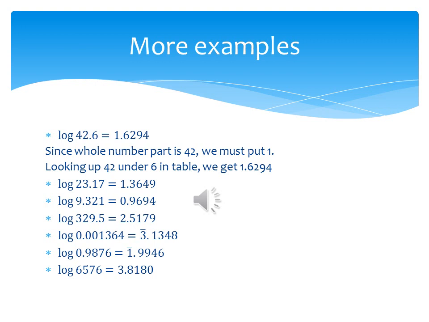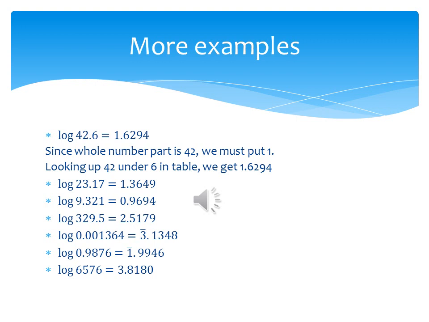As more examples, to find log of 42.6. Since the number is 42.6, we write it as 1 point. Look up 42 under 6 in the table. So 1.6294. Log of 23.17. Since there are two digits, 23, we write 1 point. Look up in the log table 23 under 1 and 7.